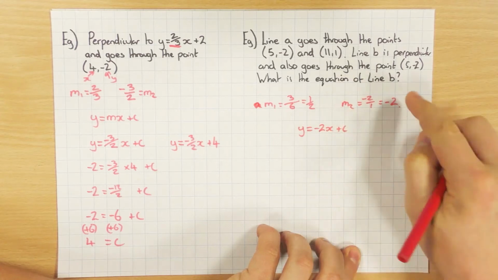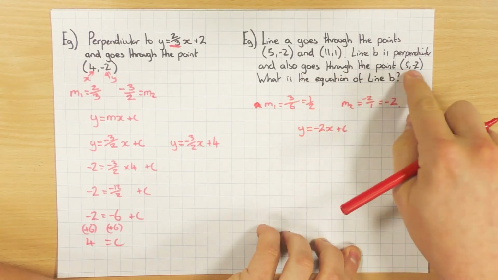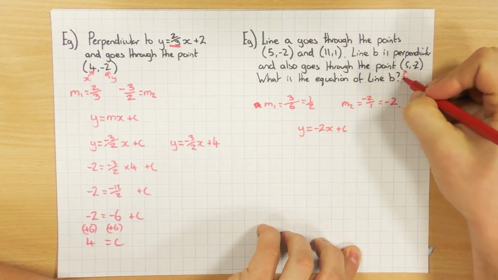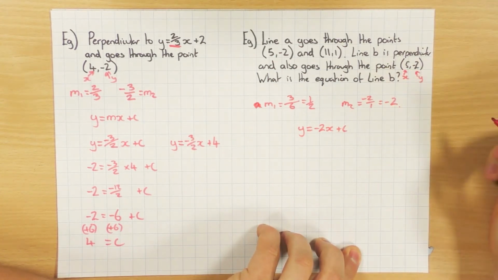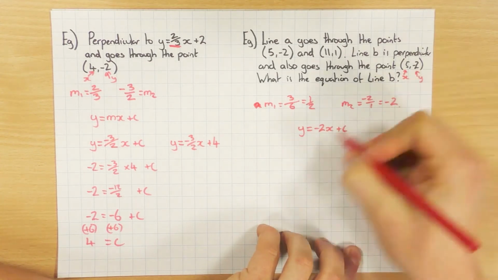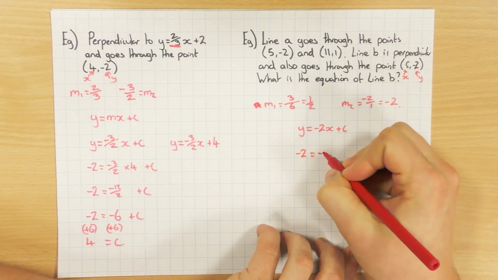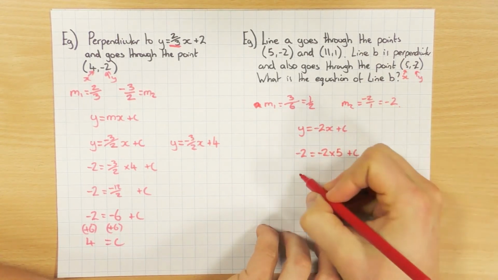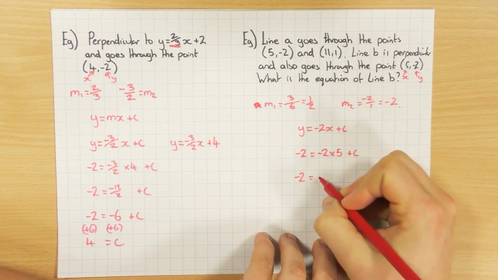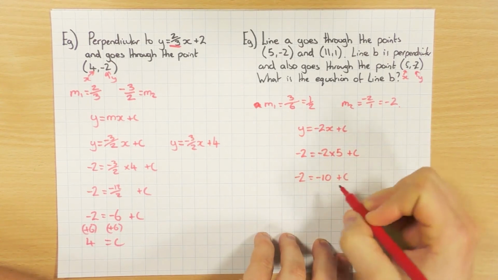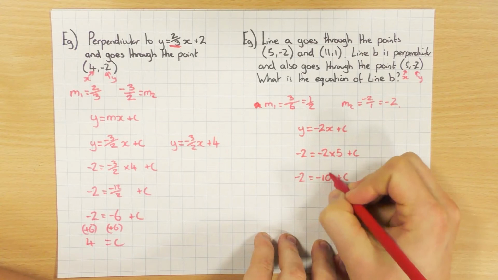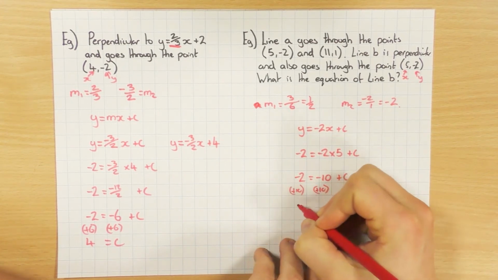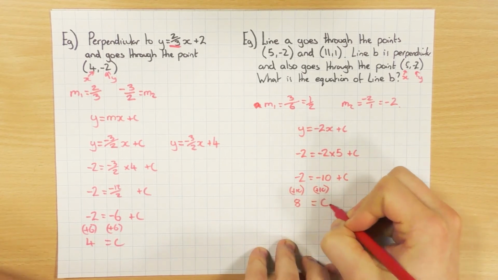So I'm going to have -2x plus c, and we're told that line B goes through the same coordinate here, 5, -2. So there's going to be my x value, and that's going to be my y value. And we're going to put that in. So y is -2. And then -2 times x, well x is 5, plus c. Bit of tidying. -2 times 5 is -10. And I want to get c on its own, so I'm going to do the opposite. I'm going to add 10 to both sides, which leaves me with 8 being c.